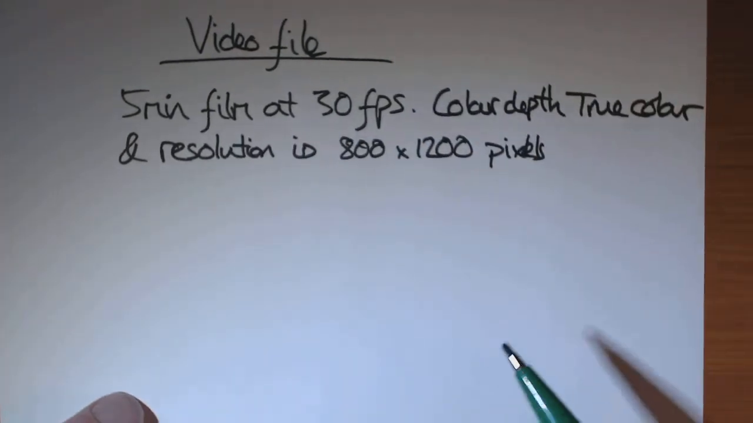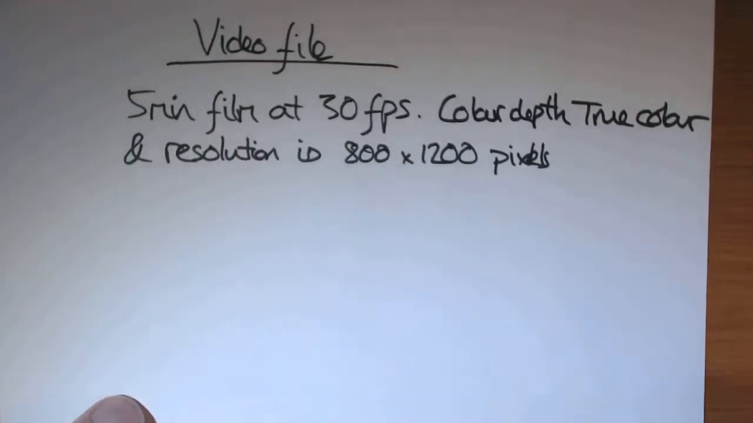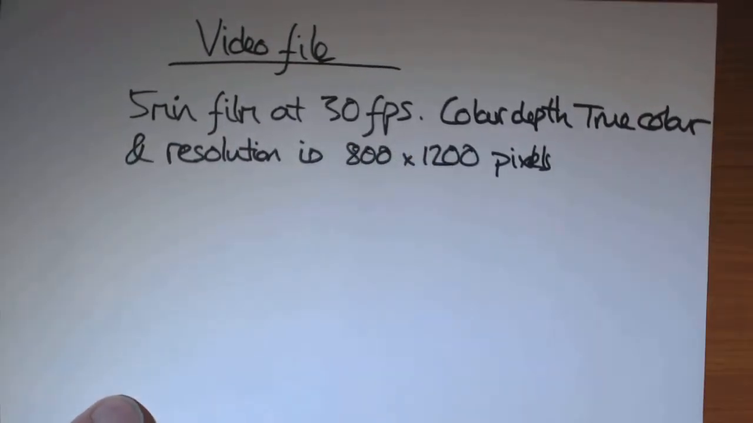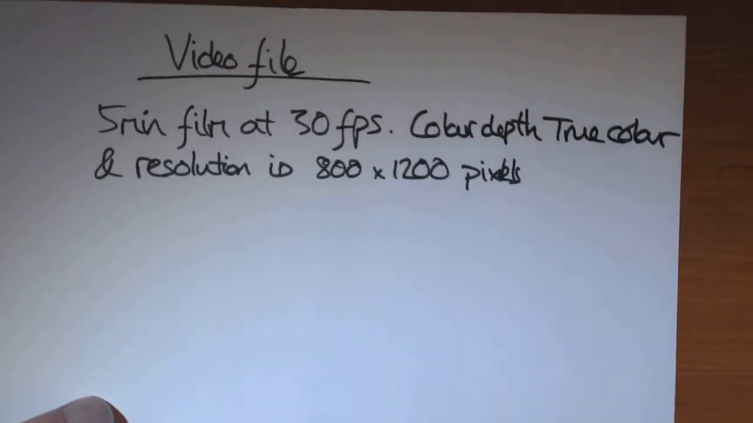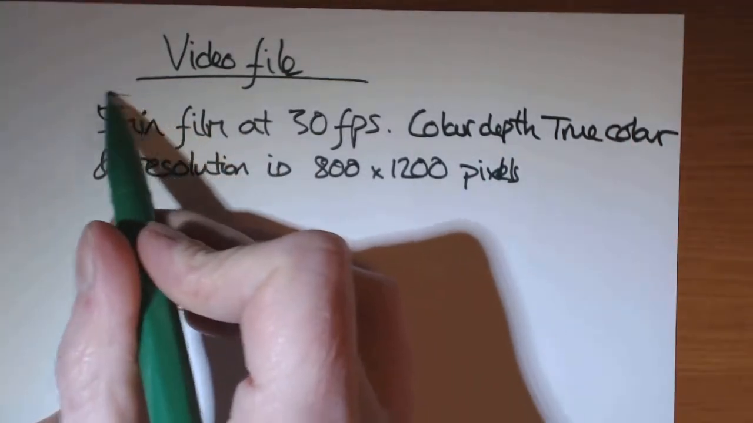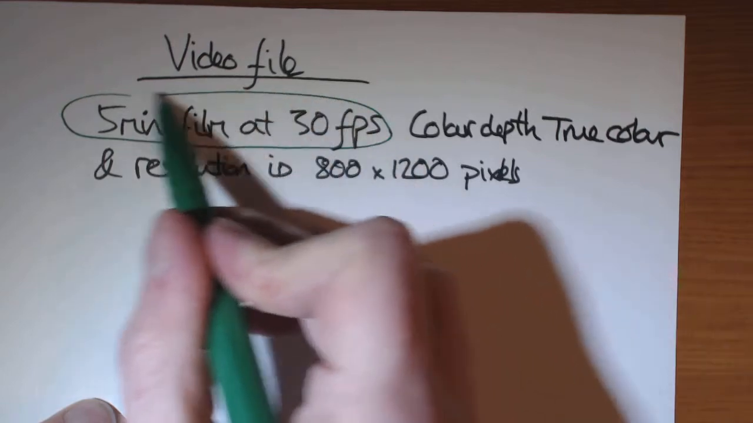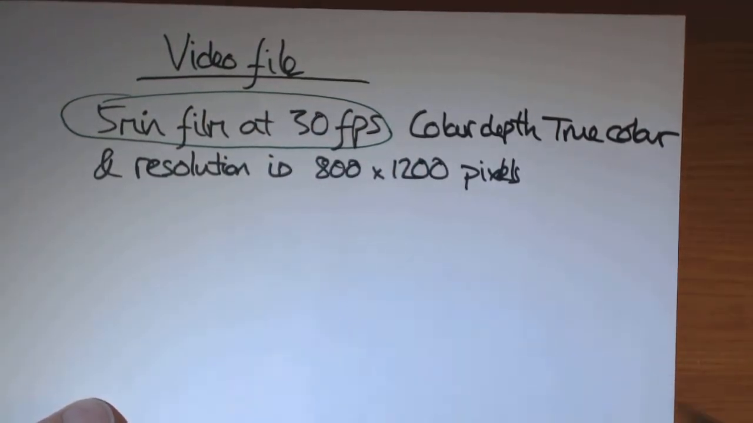What you have to pull out is the duration, the frame rate, the colour depth and the resolution, and that's all the information you need to calculate this. The way I do it is I look at the duration and the frame rate, and from that you can work out how many frames.